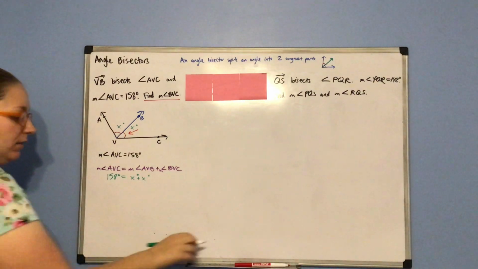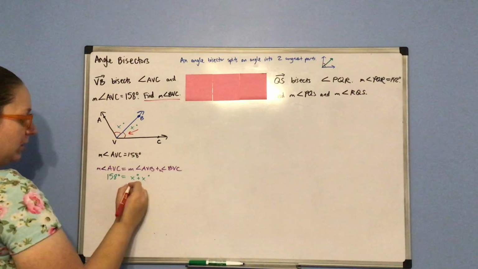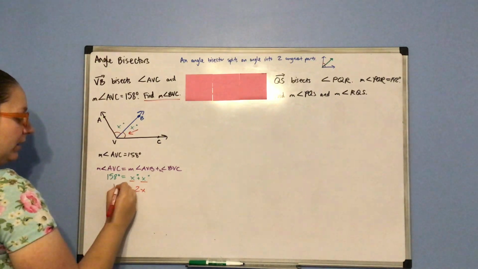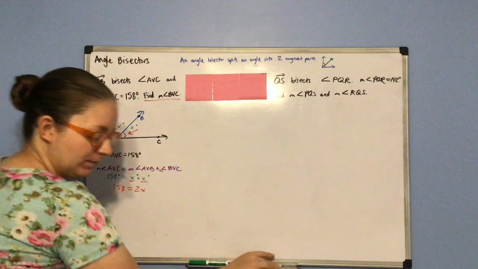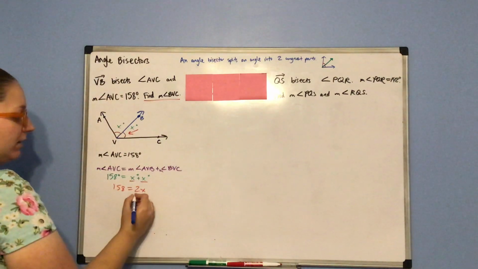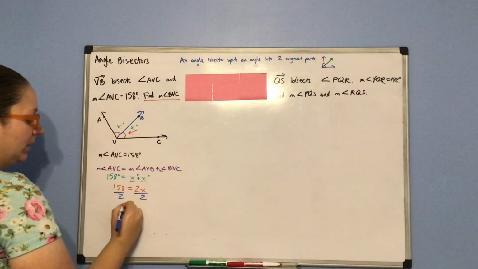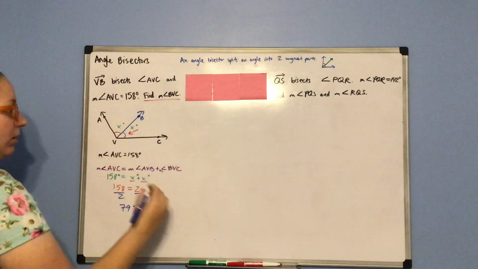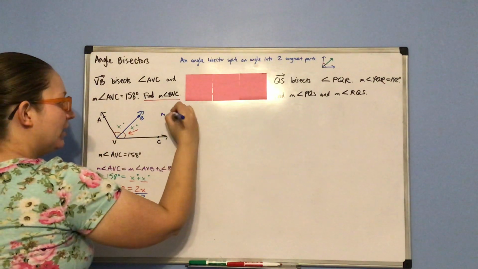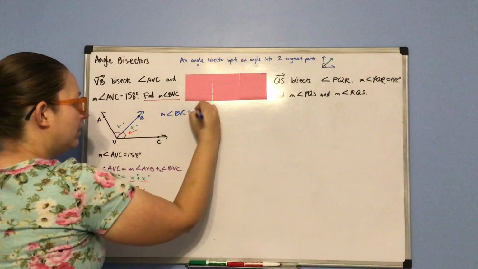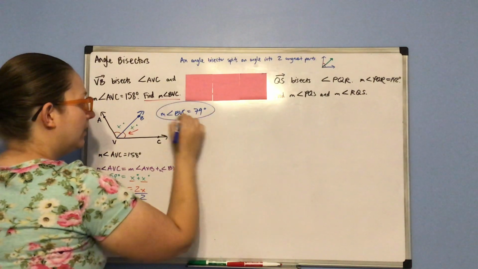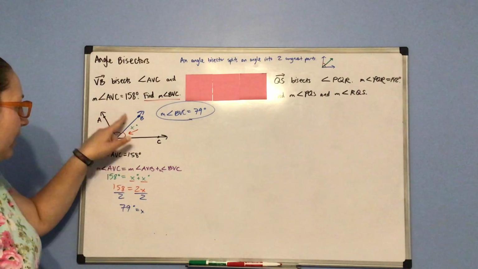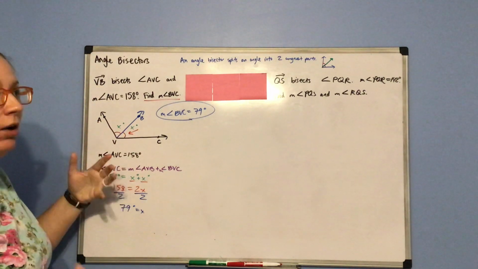And now what we can do is solve this equation. If I combine my like terms, I get 2x on this side, and it is still 158, and then last but not least I need to divide by 2, so I get that x equals 79 degrees. So to answer the question they asked us, the measure of angle BVC equals 79 degrees. If you wanted to go back and double check your work, you could confirm that 79 plus 79 gives you 158, which it does.